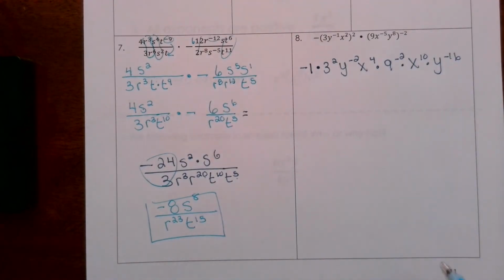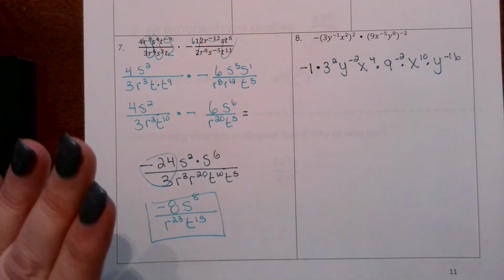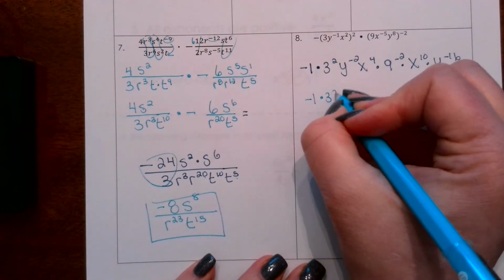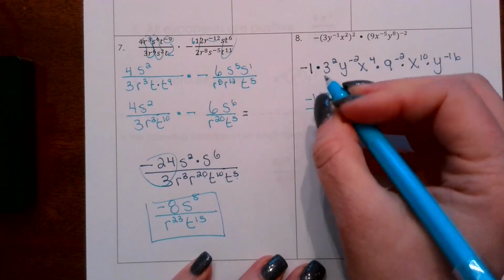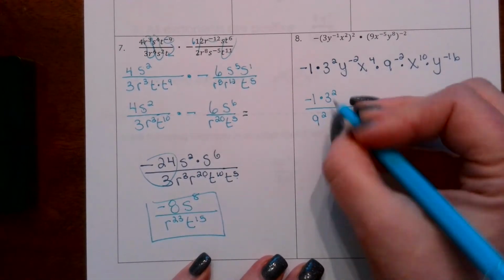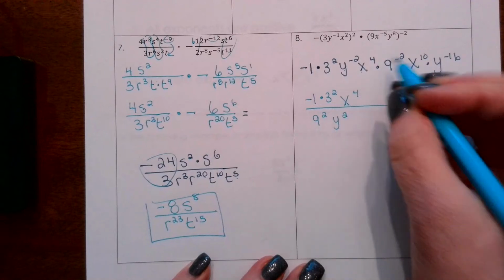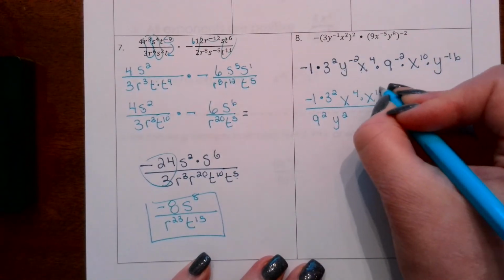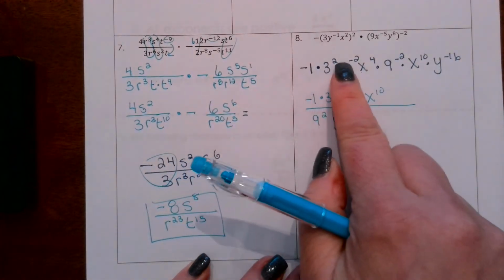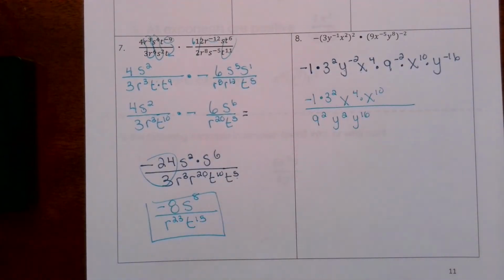Let's move these in the numerator and denominator. I'm going to get rid of my negative exponents first. So I have negative 1 times 3 squared. This is going to move to the denominator, 9 squared. Okay, now I have y to the negative 2 will move to the denominator. And then I have x to the 4th, it stays, and x to the 10th stays. And y to the negative 16th moves to the denominator. I had 1, 2, 3, 4, 5, 6, 7 factors.